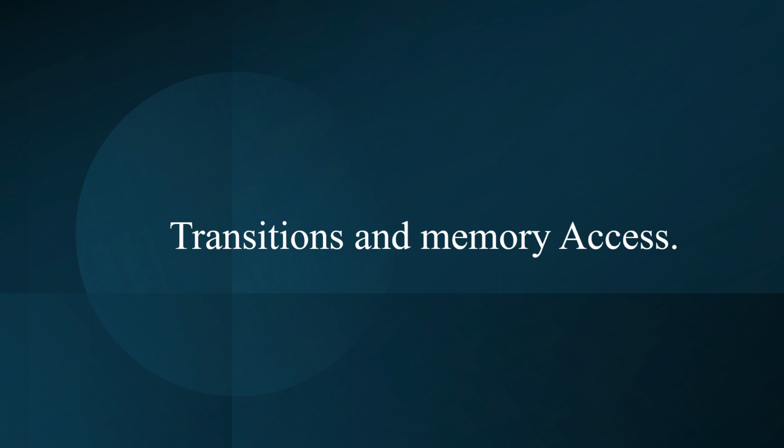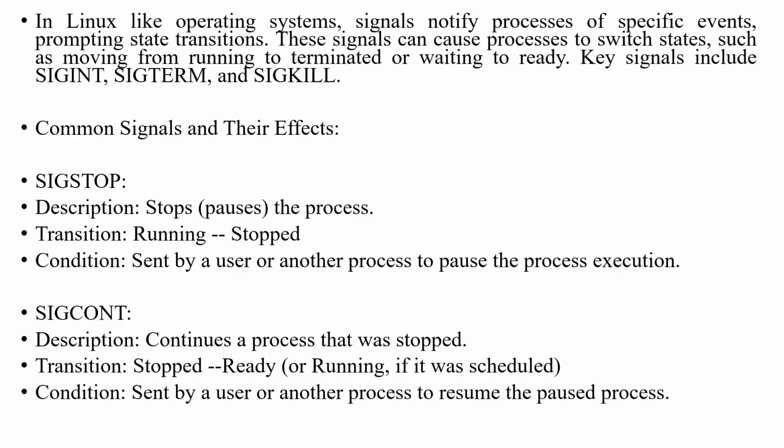Transitions and memory access in Linux: like other operating systems, signals notify processes of specific events, prompting state transitions. These signals can cause a process to switch states, such as moving from running to terminated or waiting to ready. Key signals such as SIGTERM and SIGKILL. Common signals and their effects.